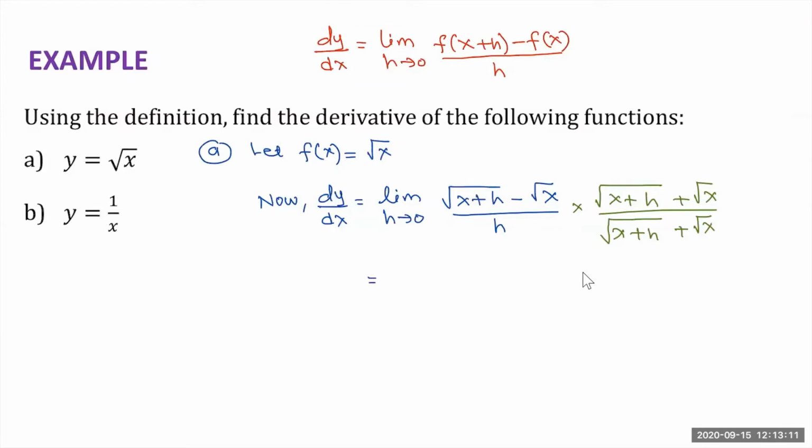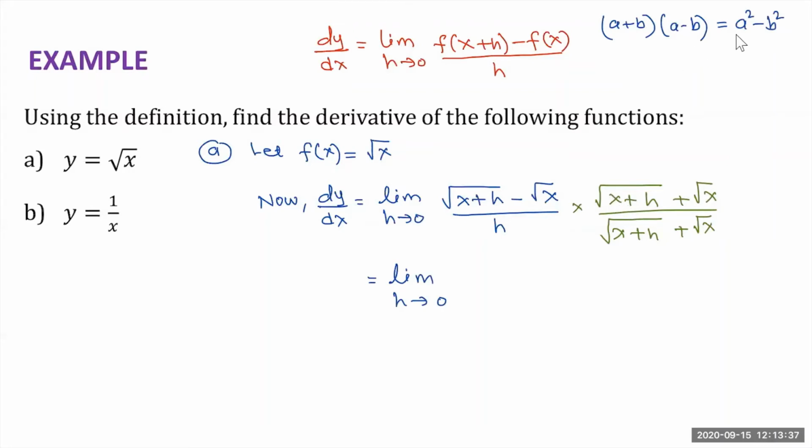So this is equal to the limit as h approaches 0. Now, in the numerator, if you remember the factoring formula, a plus b times a minus b is equal to a squared minus b squared. If I use that formula, it is like a minus b times a plus b.